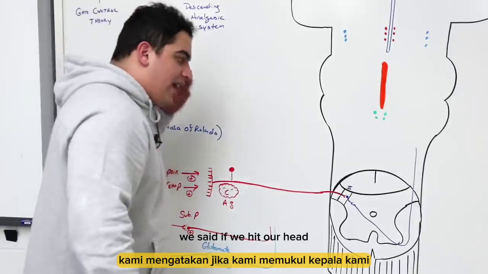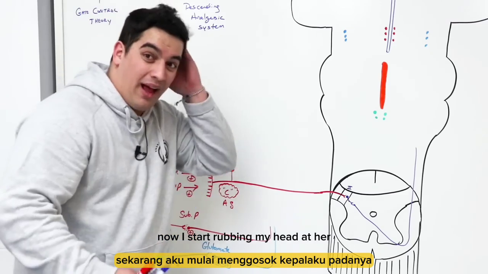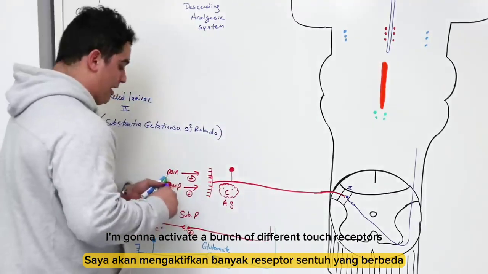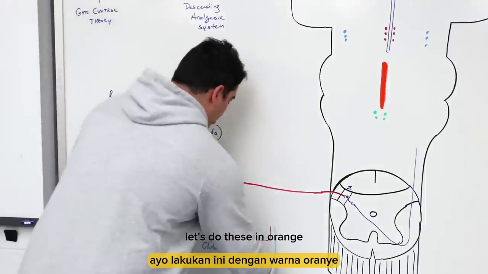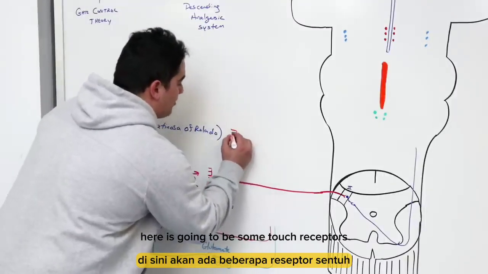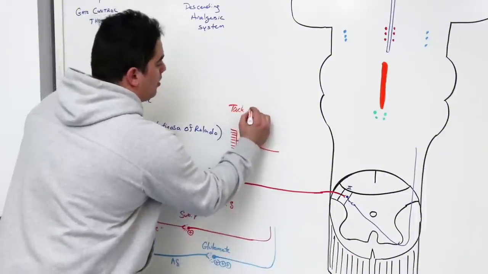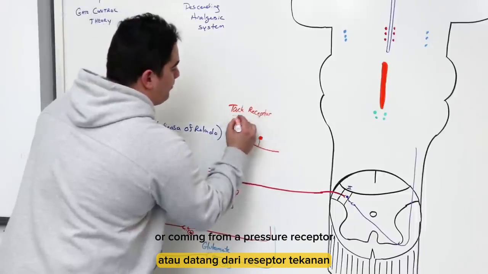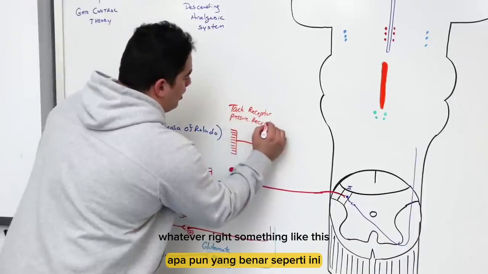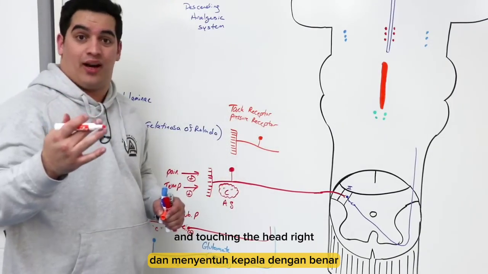We said if we hit our head, we're going to send this action potential upwards. Now, I start rubbing my head. It hurt. What am I going to activate? I'm going to activate a bunch of different touch receptors. Let's do these in orange. So here are going to be some touch receptors, maybe some type of pressure receptor, whatever, something like this. These get activated by me rubbing my head and touching the head, right?